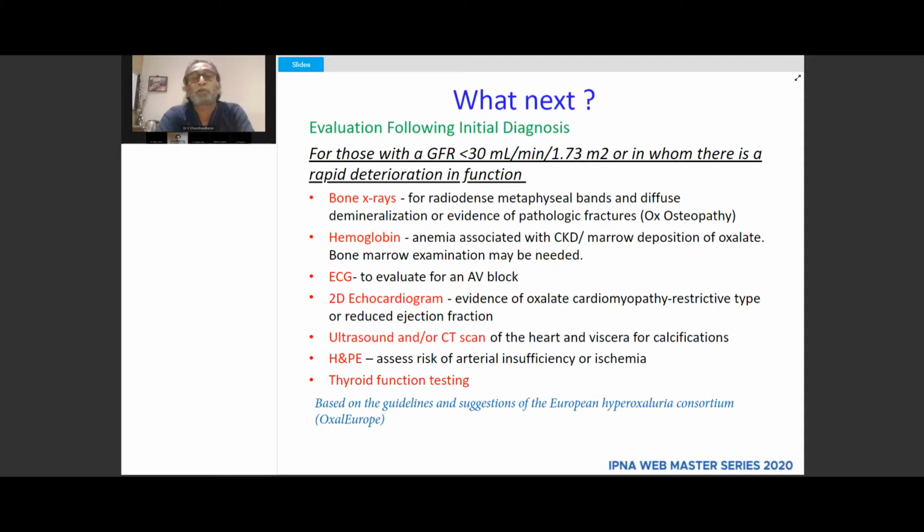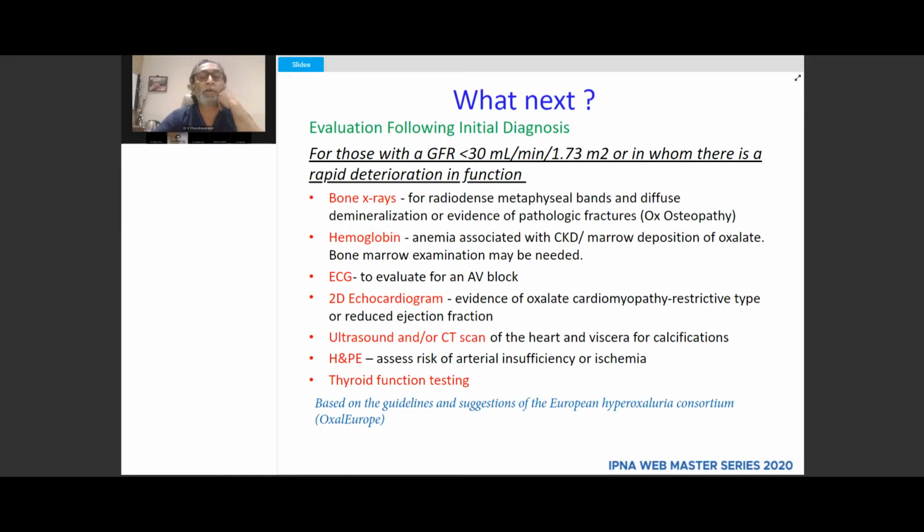Hemoglobin: most of these patients will also have a major deposition of oxalate leading to anemia, even erythropoietin-resistant anemia, and bone marrow examination may be needed in some individuals.